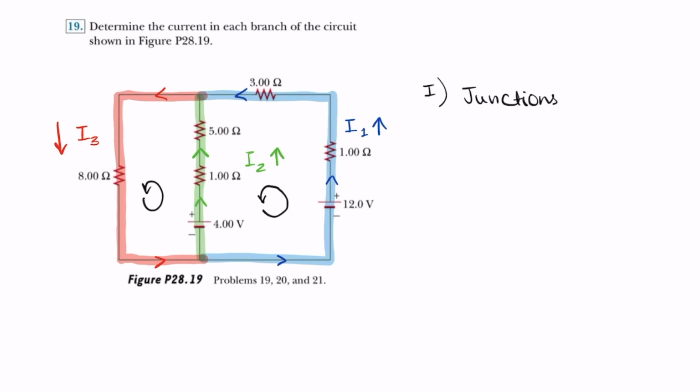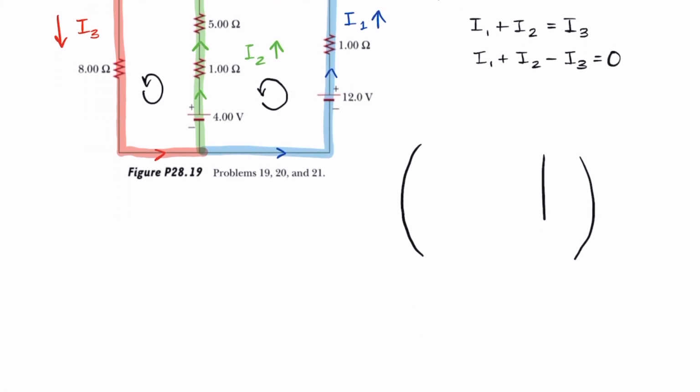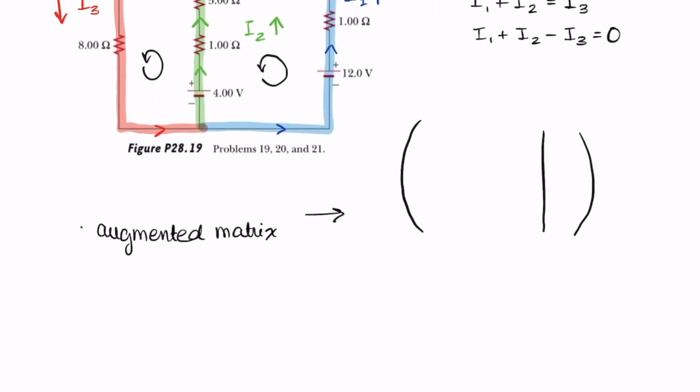Let's start out with the junction rule. A junction is a point where 2 of the currents are going in and only 1 is coming out, or vice versa. So as you can see, current 1 plus current 2 equals current 3 here. And we can move all of the variables to one side by subtracting current 3, and equaling 0 on the other side. Next, we will define an augmented matrix.